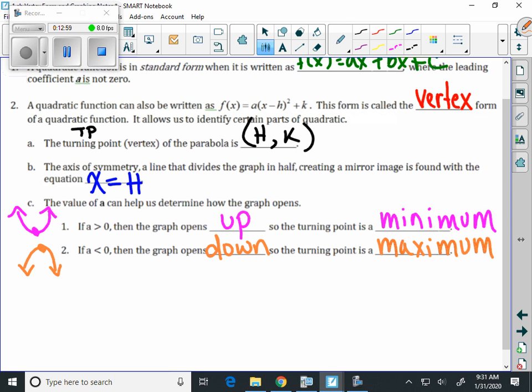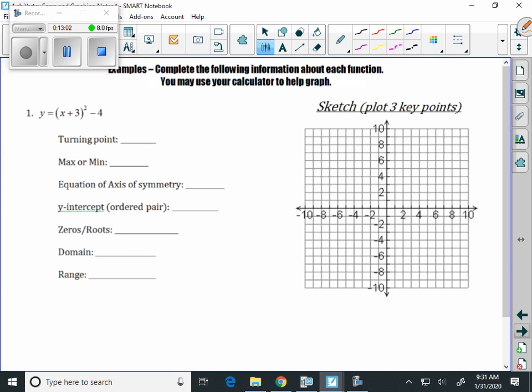So flipping our paper over, complete the following information about each function. You may use your calculator to help you graph. So maybe what we want to do, and actually I'm not going to do it on this one, I maybe will do it on the next one. Oh no, because it says complete the following information about each function. The thing is, problem number 1, it's in vertex form. So we don't really need to type it into our calculator, but maybe the calculator will help us. If we see the picture, it will help us identify these different pieces.